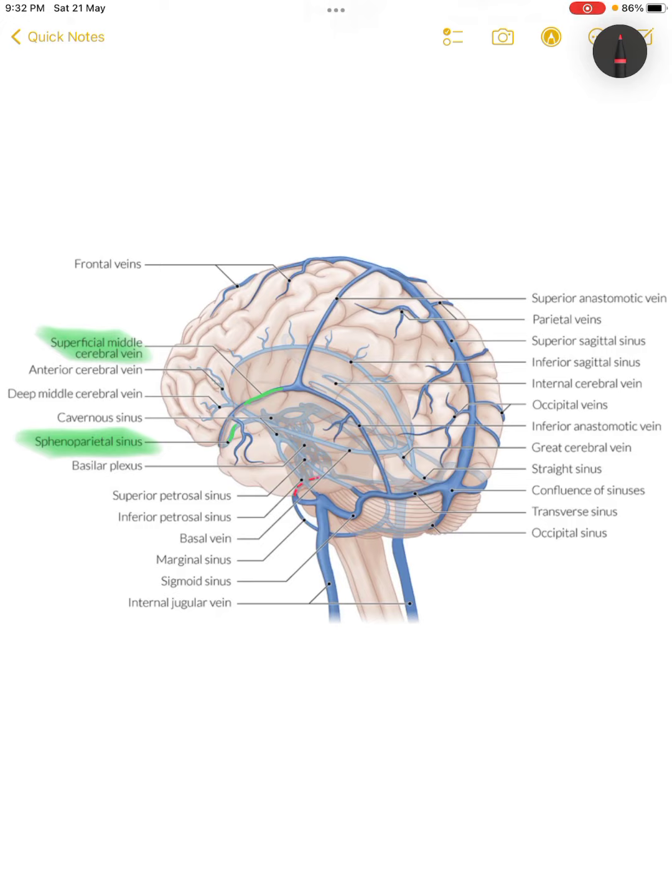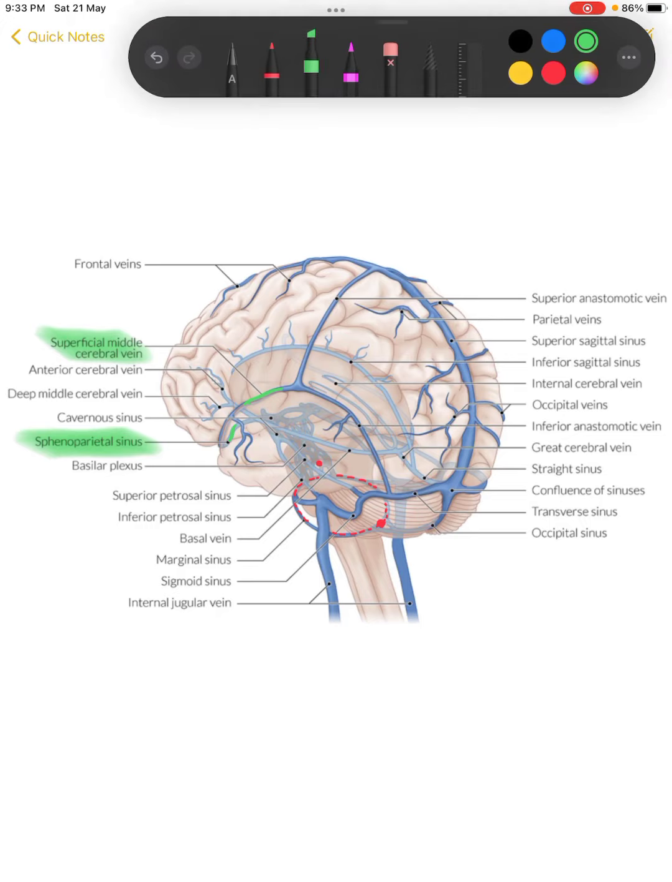This ring. Here you can see a ring, and just focus on the points. One, you can see this structure, basilar plexus. Another point you can see here is the occipital sinus. Okay, basilar plexus and occipital sinus. So you can say there is one venous circle in between these two points, which is known as the marginal sinus.